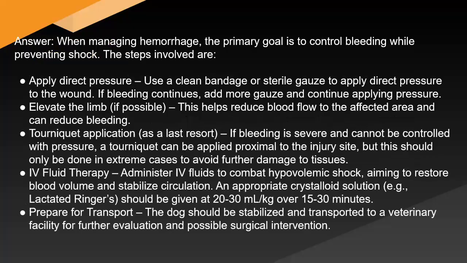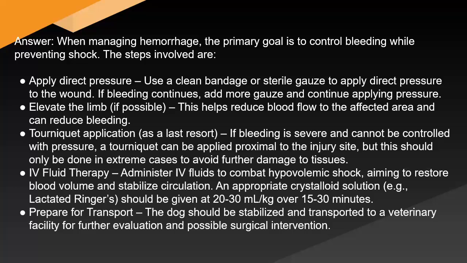Answer: When managing hemorrhage, the primary goal is to control bleeding while preventing shock. The steps involved are: apply direct pressure. Use a clean bandage or sterile gauze to apply direct pressure to the wound. If bleeding continues, add more gauze and continue applying pressure. Elevate the limb if possible. This helps reduce blood flow to the affected area and can reduce bleeding.